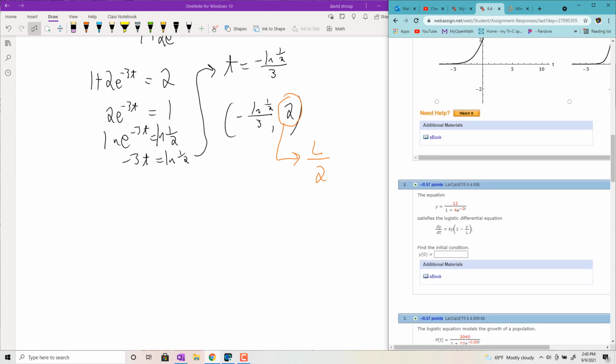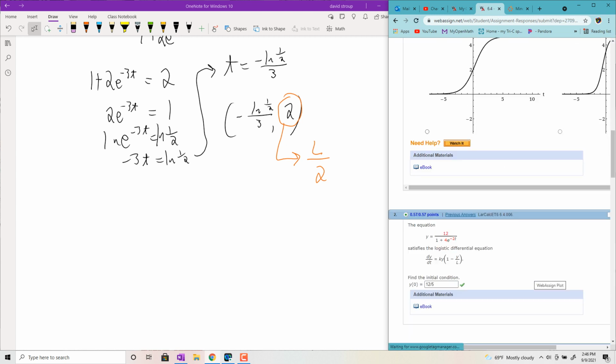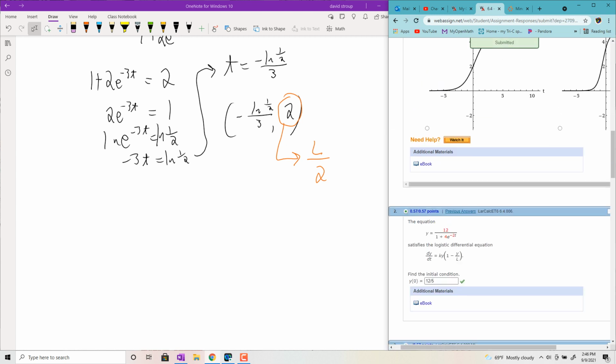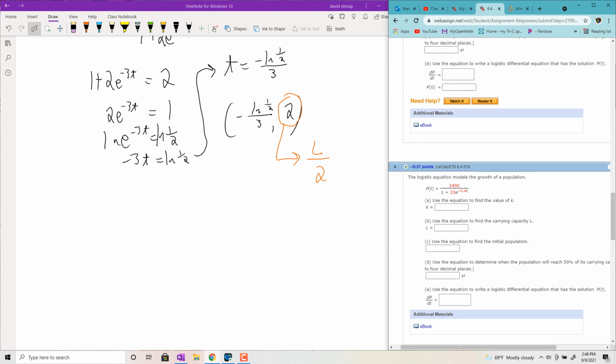Let's find the initial condition. You just plug 0 into the logistic equation. It's 12 for this guy. If you let t, no, it's 12/5. So you just plug t equals 0 in there. The other ones you can graph using MyMathLab or Desmos.